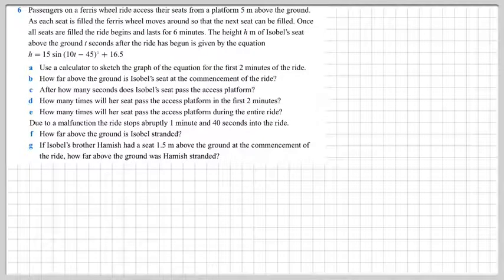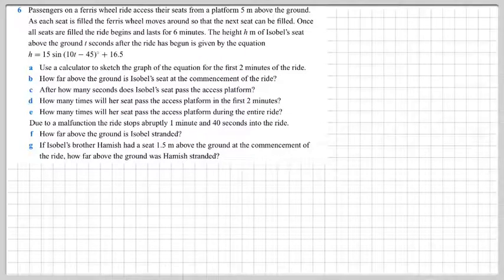The height h metres of Isabel's seat above the ground t seconds after the ride has begun is given by the equation h equals 15 sine (10t minus 45) degrees plus 16.5. Now, this is the rotten part about this question. It's degrees. It's not radians, it's degrees, okay? So we've got to rejig all our thinking into degree mode. Plus 16.5, so the central axis about which this thing gyrates is 16.5 metres up in the air.